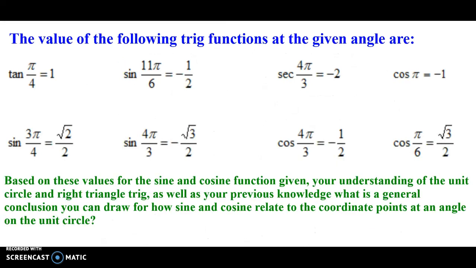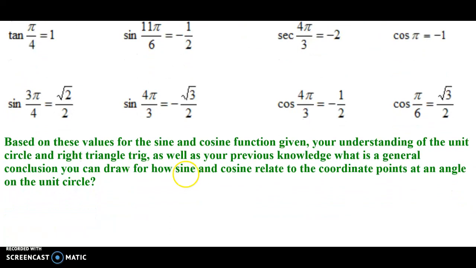All right, so let's find the value of trig functions at a given angle. So we know that the tangent of pi over 4 is 1. Sine of 11 pi over 6 is negative 1/2. Secant of 4 pi over 3 is negative 2. You guys can read, right? Okay, good. So based on these values for the sine and cosine functions given, and your understanding of the unit circle and right triangle trig, and your previous knowledge, what is the general conclusion you can draw for how sine and cosine relate to the coordinate points at an angle on the unit circle? Go ahead and write a response.